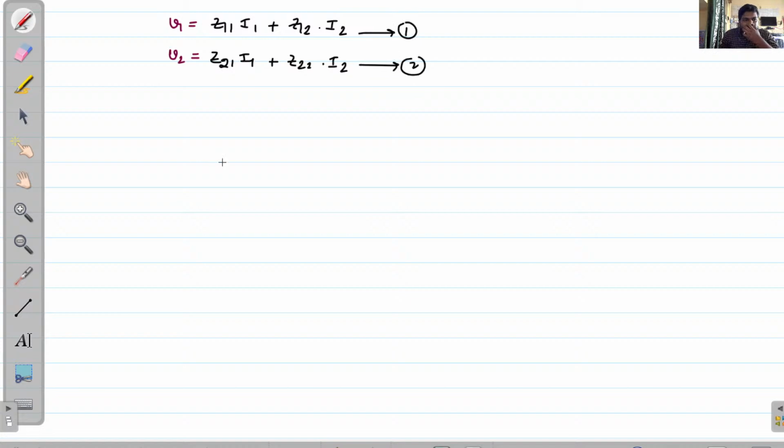So here V1 equals Z11 I1 plus Z12 I2, and V2 equals Z21 I1 plus Z22 I2. These are the two expressions. Now, sorry, in the previous, wait a second, so this is Z suffix xy, right?